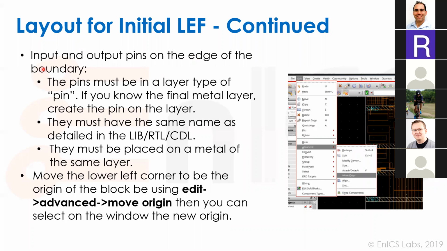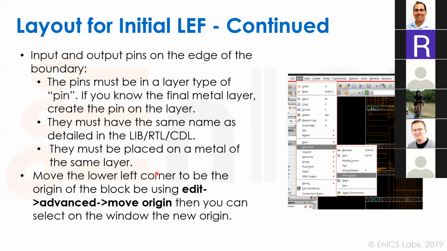So the last thing, as mentioned, we need to also place the signal pins. They must be at the layer type of pin. Whoever plays with the layout knows what I'm talking about. And we also need to place underneath the pin a metal layer of the same layer. Because when we do the extraction, it needs to know the whole stripe where it's placed. And of course, we have to have the same name as detailed in the lib or RTL or whatever. It needs to know the exact same names.